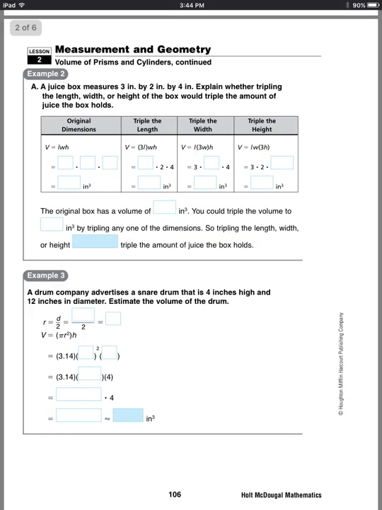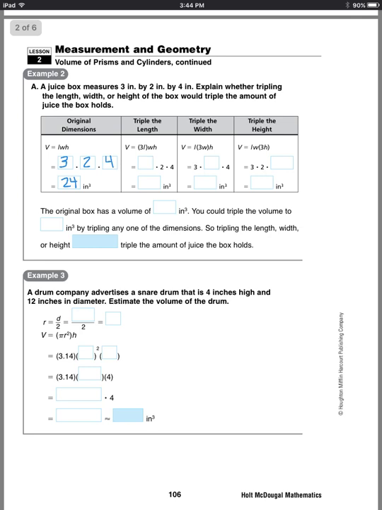A juice box measures 3 inches by 2 inches by 4 inches. Explain whether tripling the length, width, or height of the box would triple the amount of juice the box holds. So first we're just going to find the volume, how much the original juice box holds. So we just take our 3 dimensions and we multiply them together. So we take 3 times 2 times 4. And we get 6 times 4, which is 24. So the original box holds 24 cubic inches of juice.